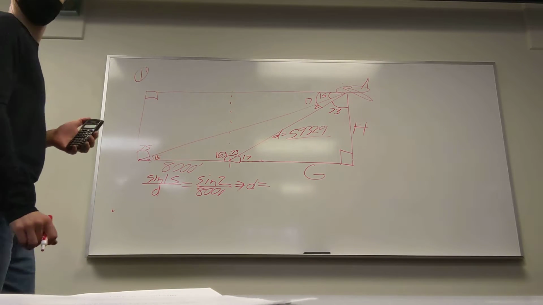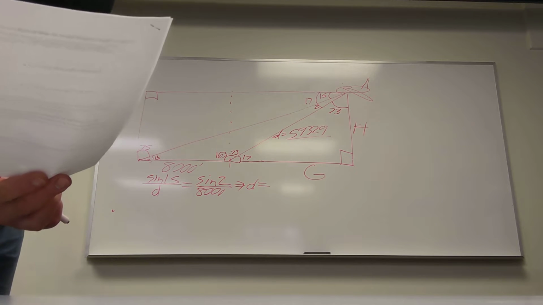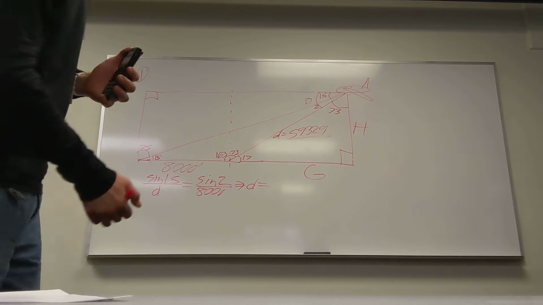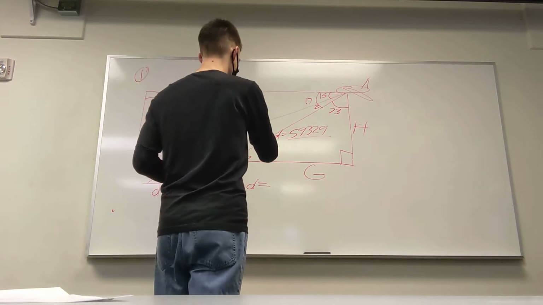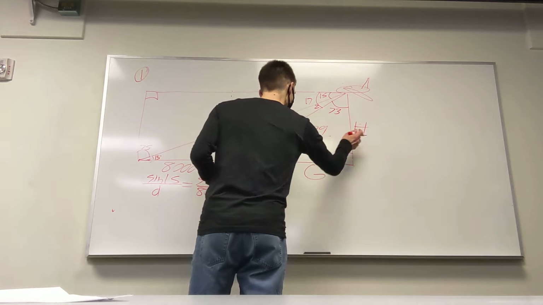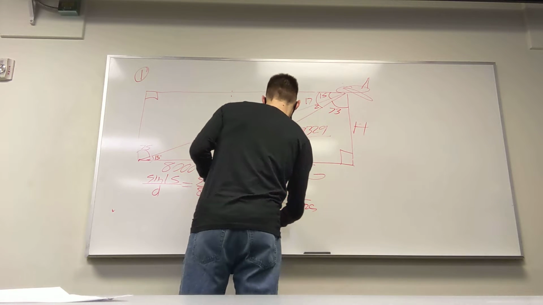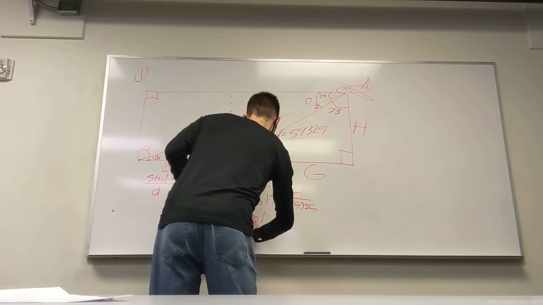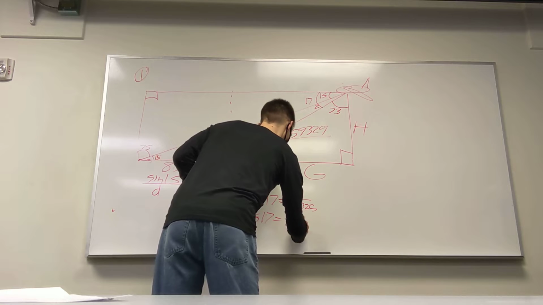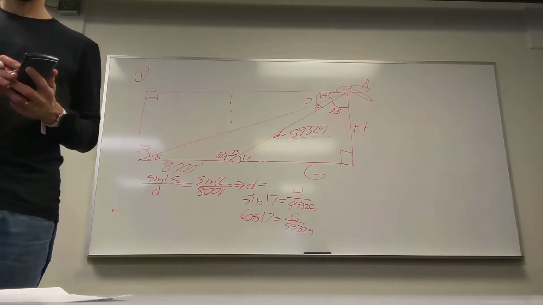Okay, now we want to find the ground distance and altitude. Yeah, so we want the H and G, and then we can just use sine of 17 equals H over 59,329, and then cosine of 17 equals G over 59,329, right? Okay, so we got that.